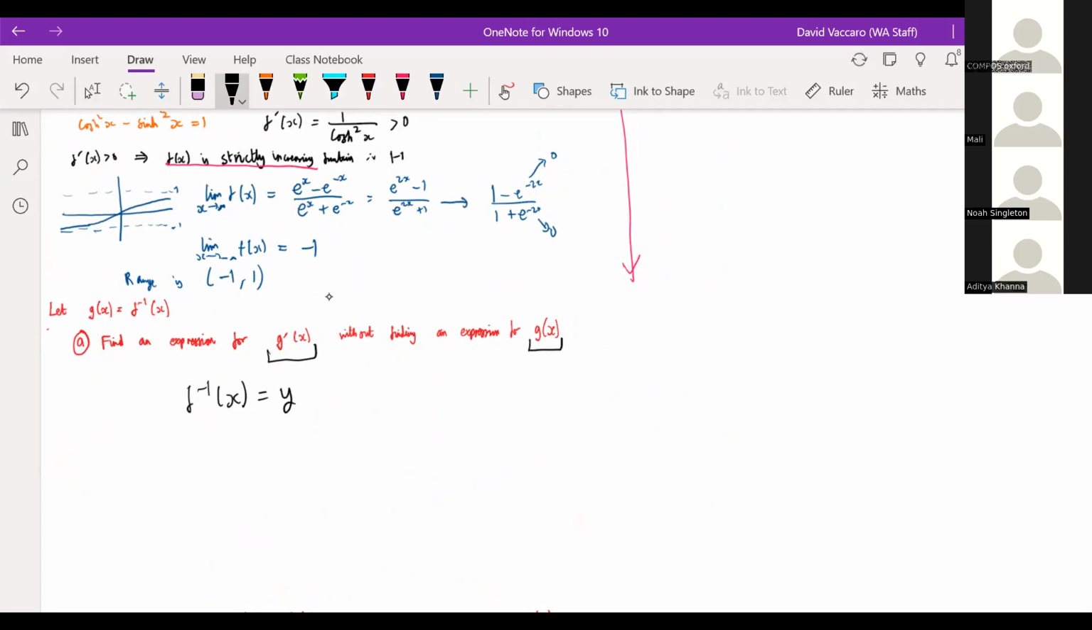Can anyone give a suggestion of how I could find, so this is g of x. So I've got g of x equals y. Can anyone think of a way of rearranging this into a form that I can differentiate without needing to go through the rigmarole of actually finding the expression for the inverse?